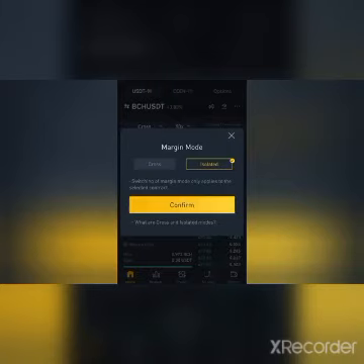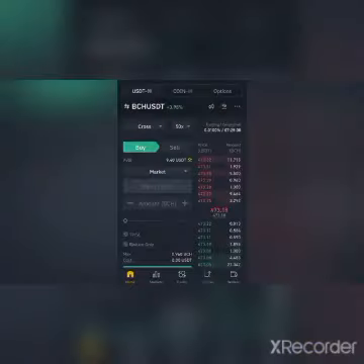Understand? But cross margin is using the entire amount in your futures wallet. That means when you have enough money in your futures wallet, it will use the entire amount just to keep that position open. When you use cross margin, your liquidation price would be far away from your entry price because it is using your entire holdings to keep that position alive.